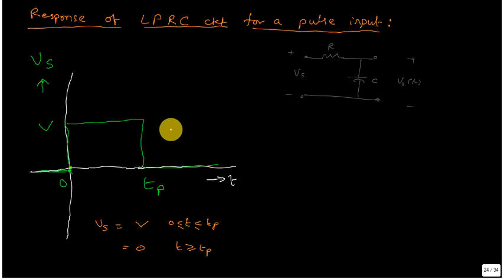So the response of the circuit is also of two cases, the first case separately and the second case separately. First we will choose case 1, during 0 to Tp. During 0 to Tp, we are applying constant voltage V to a low pass RC circuit. Whenever a constant voltage is applied to an RC circuit, the capacitor tries to reach that voltage exponentially.